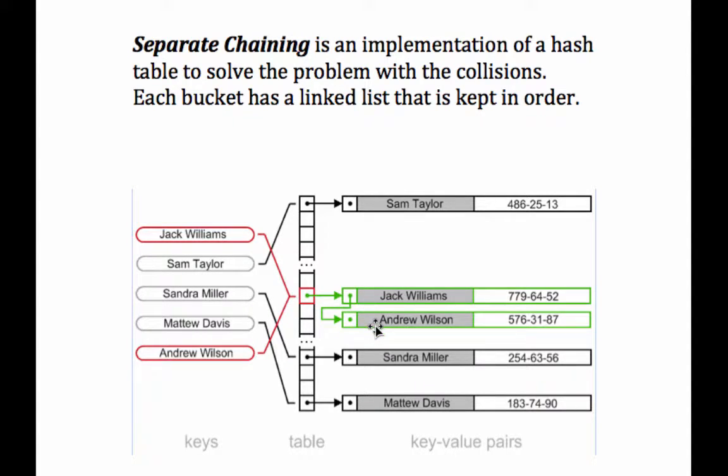Well, we create a linked list, okay? And we create the linked list in order. So now in this particular bucket, we have a linked list of two elements, Jack Williams and Andrew Wilson. Other buckets so far have only one person, but it could be that I'm going to have a linked list of 3, 4, or 5 people. So it's a chain. We're creating chains. So that's a way to solve the problem of collisions.